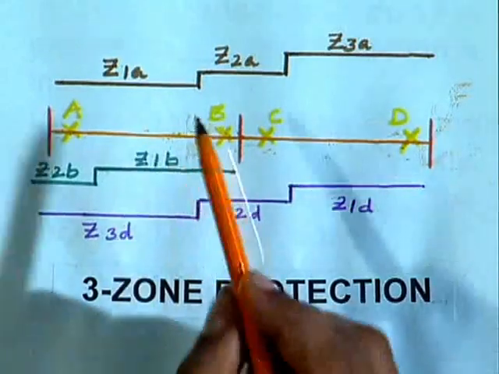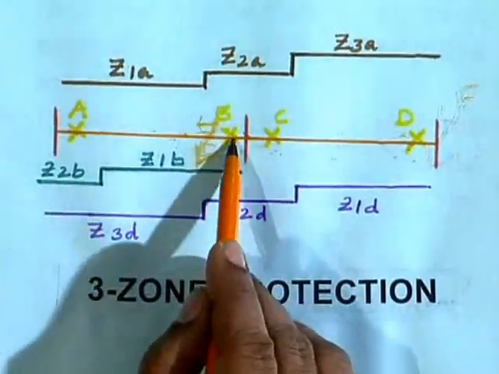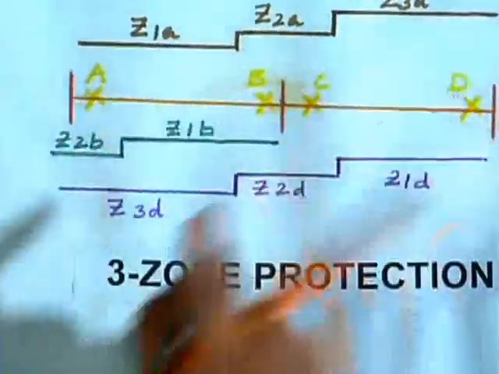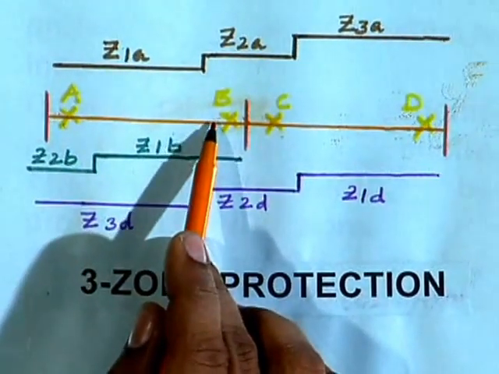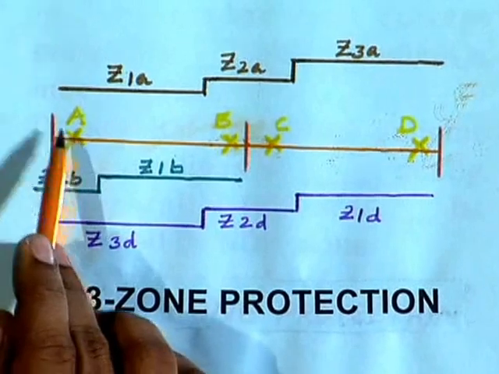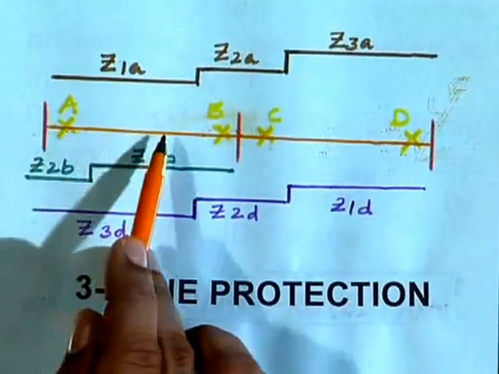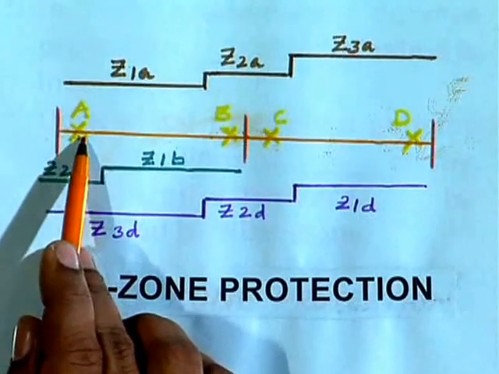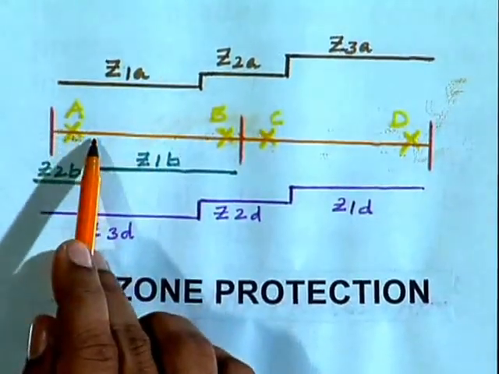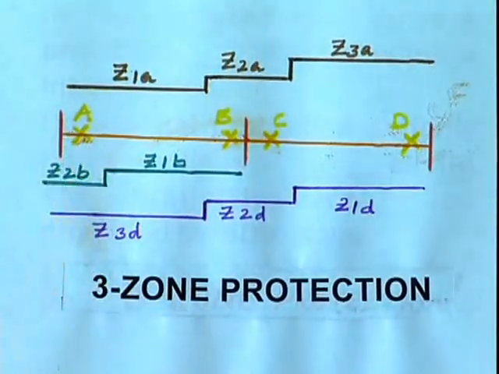Suppose B fails to operate when a fault occurs, then you can see A will operate after a time frame of some 0.5 seconds. That means the time delay will be there for second zone protection. So the fault is beyond the first zone, so it will act with the time delay. If the fault is within the 80%, it acts instantaneously.